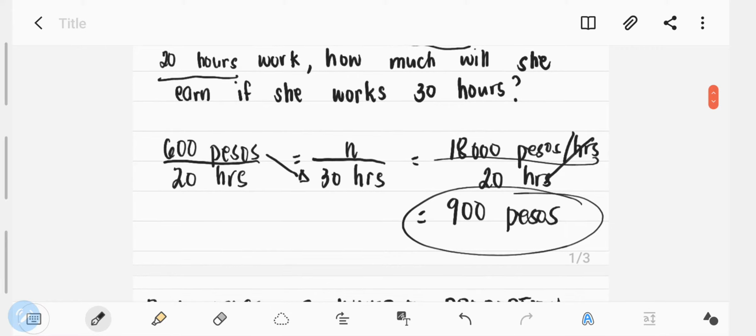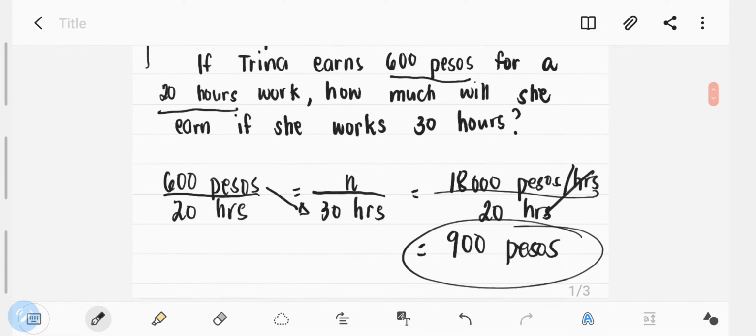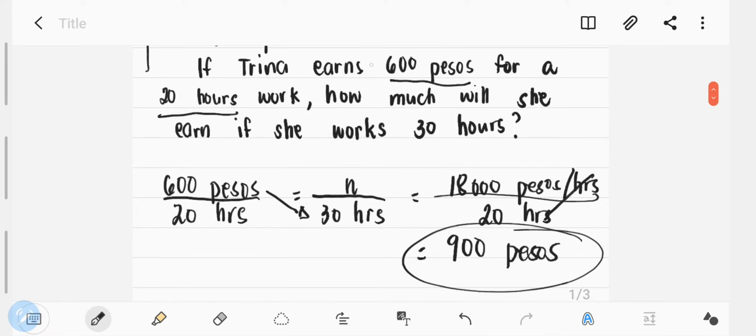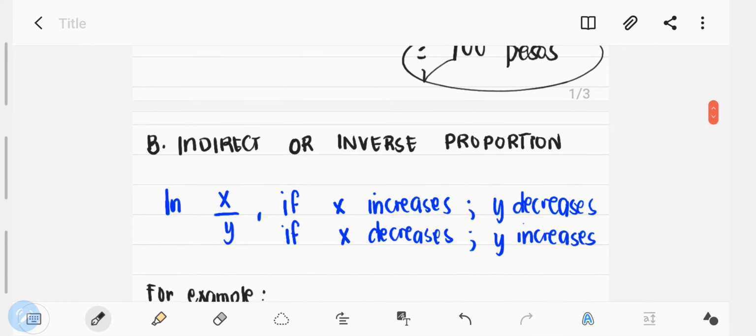You need to check. Go back to the problem: with 30 hours, her pay should have increased. From 600, it should increase. So, it became 900, that's correct. Therefore, your answer should be correct.